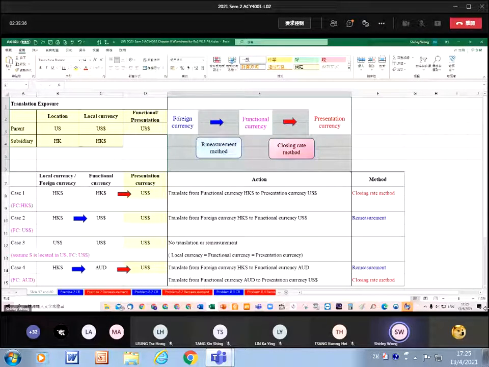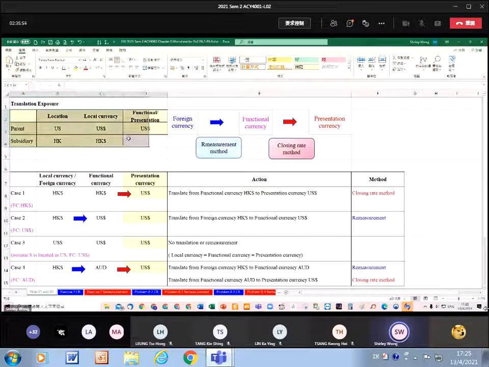So first of all, remember from foreign currency translate to functional currency, I use a blue arrow here. And then this represents remeasurement method. If you are translating from functional currency to presentation currency, I give you a red arrow here. That means closing rate method. So let me show you the matrix here.